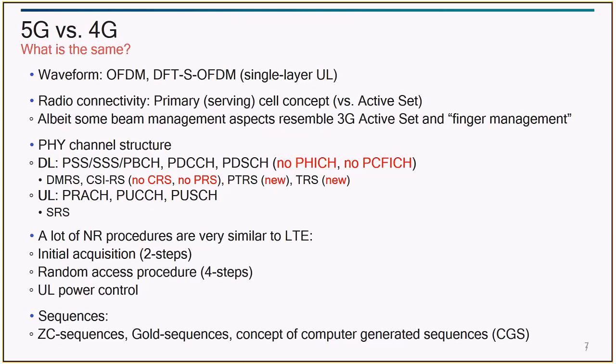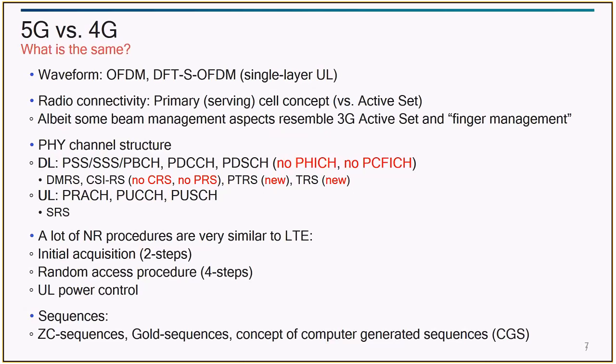From a physical layer channel structure, it is more or less similar to LTE, except that there is no more PHICH, there is no CFI channel, there is no cell-specific reference signal, and there are two new channels which are added specifically for millimeter wave. One is the phase tracking reference signal and another is the tracking reference signal. The objective of PTRS and TRS is that when the UE sends transmission on the uplink, you can identify multiple UEs based on the PTRS and TRS.